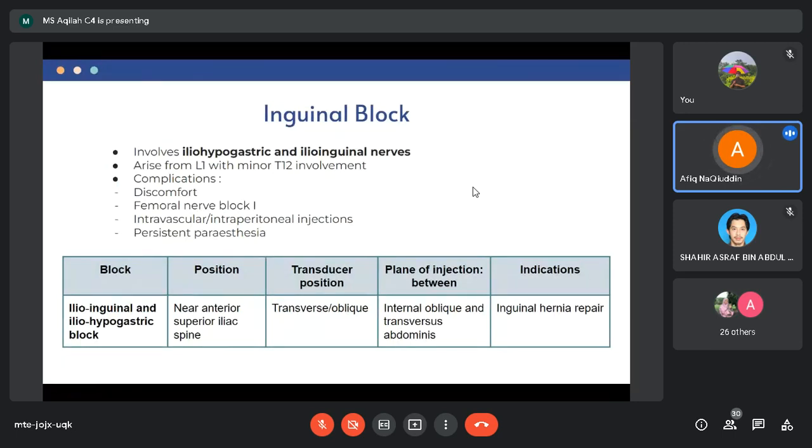Okay, if we move on below, we also have the inguinal block, which involves the iliohypogastric and ilioinguinal nerves, which arise at the level of L1 with minor T2 involvement. But this inguinal block can give complications like discomfort, intravascular or intraperitoneal injection, and also persistent paresthesia. The plane of injection is between the internal oblique and the transversus abdominis muscle, and it is commonly done in inguinal hernia repair. Okay, next.